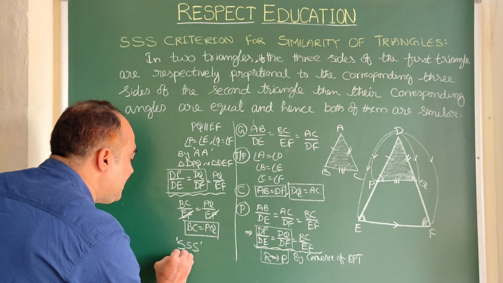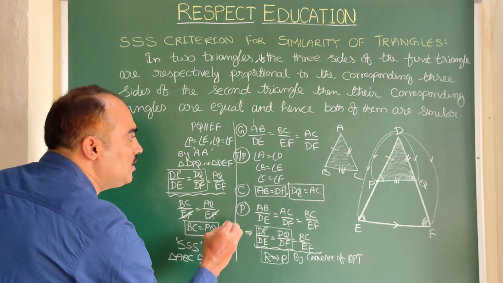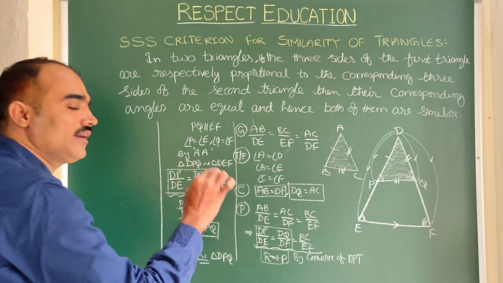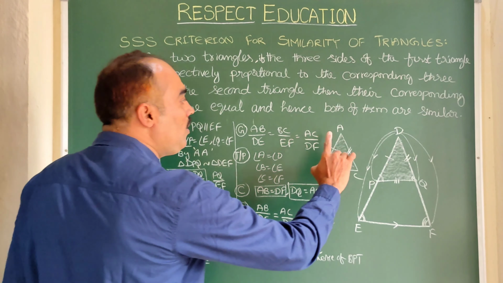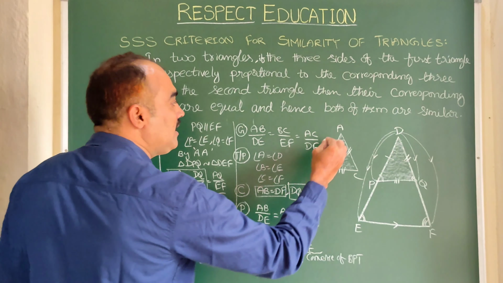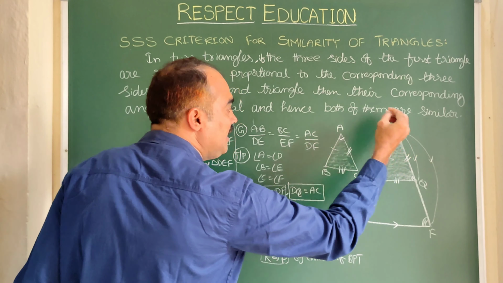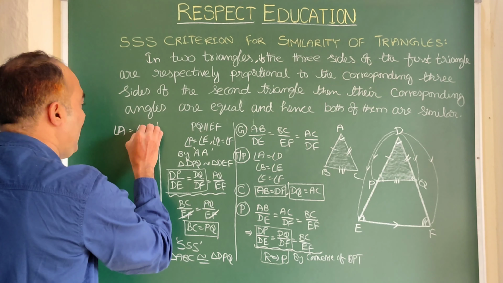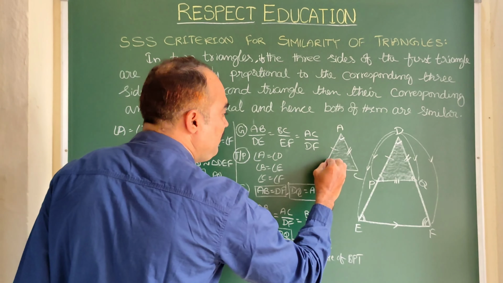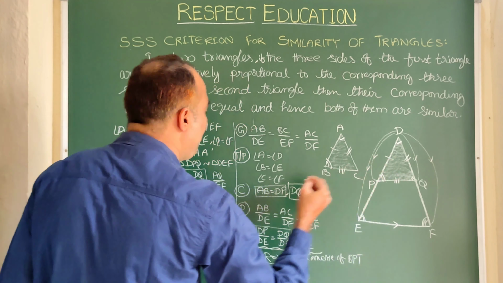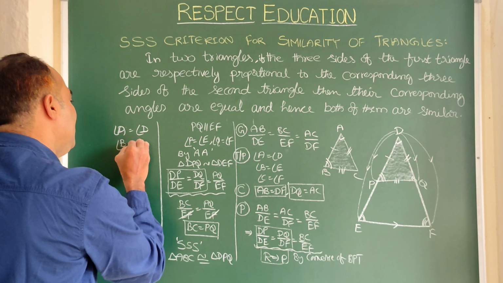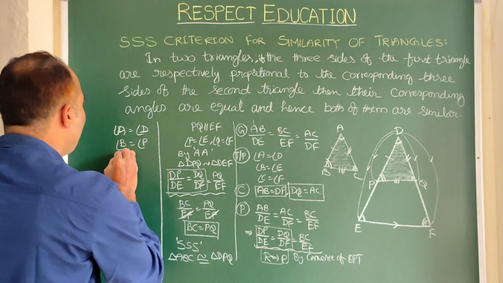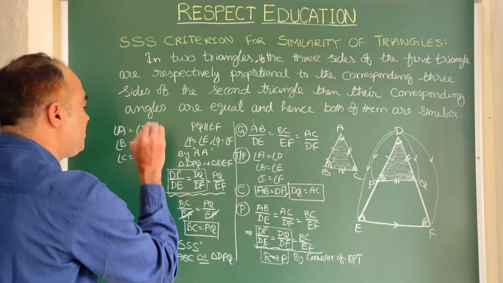Here we can say triangle ABC is congruent to triangle DPQ. When two triangles are congruent, their corresponding angles are equal. So here we can say angle A is equal to angle D. At the same time, angle B is equal to angle P, and angle C is equal to angle Q.